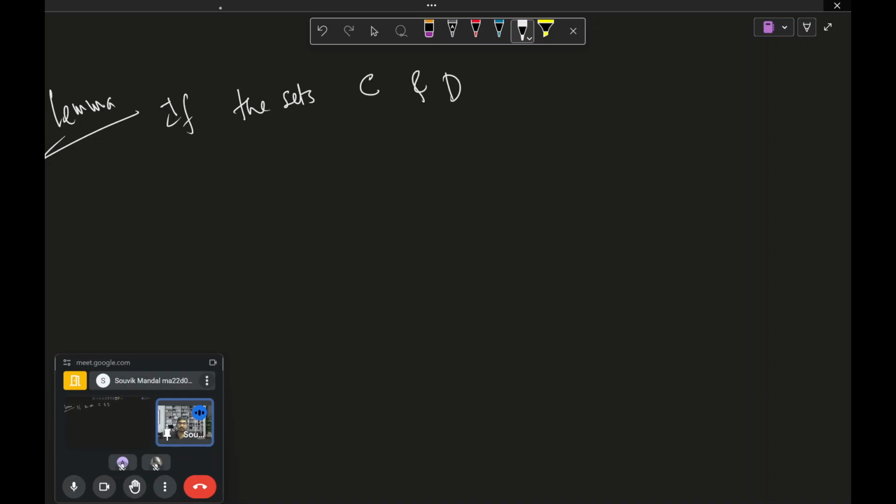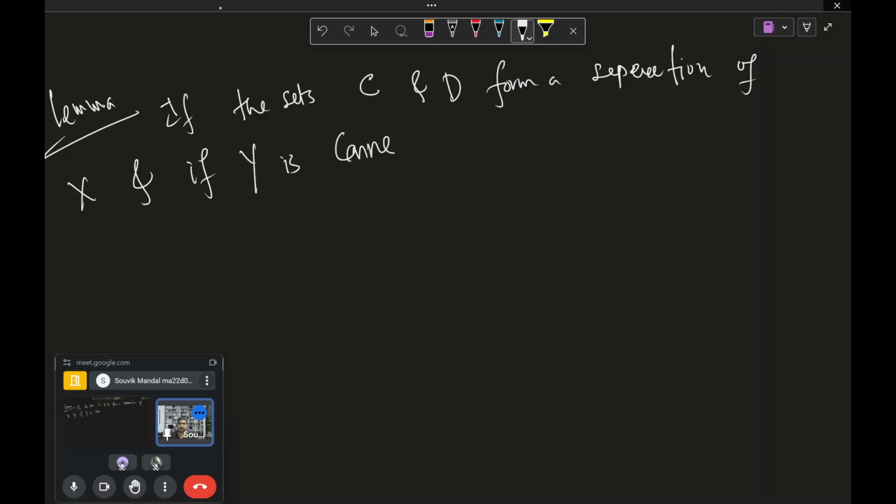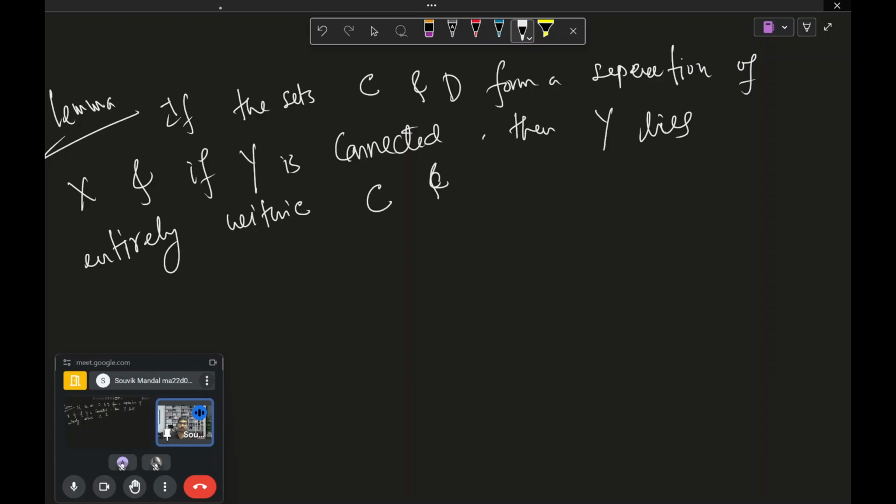If the sets C and D form a separation of X, and if Y is connected, then Y lies entirely within C or D.